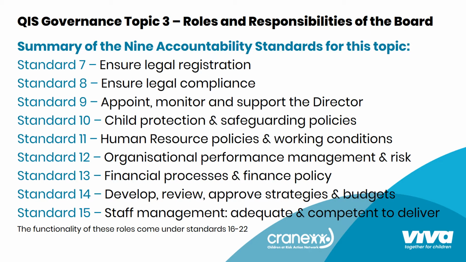Standard 12, organisational performance and management of the organisation, and that includes risk management. Standard 13, financial processes and the finance policy. Normally the process will be written in the policy. Standard 14, they develop, review and approve strategies and budgets. And standard 15, staff management. They need to ensure that there's adequate staff and that those staff are competent to deliver.